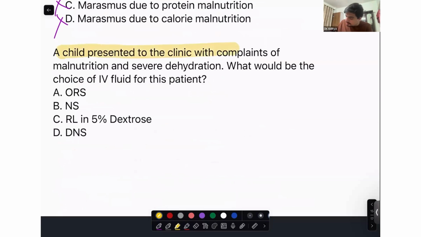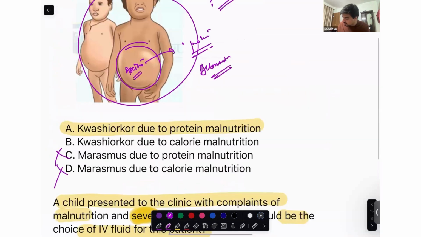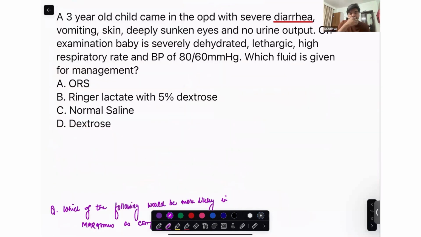A child presented to the clinic with complaints of malnutrition and severe dehydration. They're telling you it's severe dehydration. What will be the choice of IV fluid? We discussed this: first is RL with 5% dextrose, followed by RL, followed by NS. This is the sequence, so the answer here is very easy. It's going to be option C. Now, next question that I'm going to discuss.